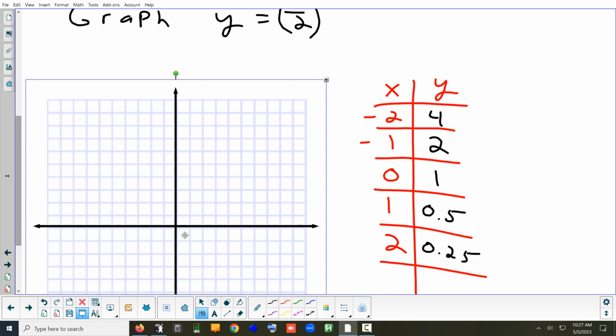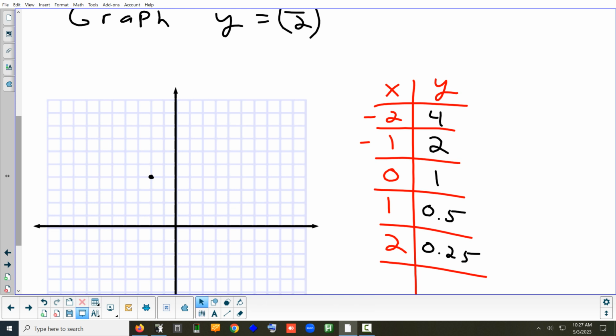Okay, starting at the origin. Left 2, up 4. So there's your first one. How about the next point? -1, 2. So left 1, up 2. Okay. The next one, 0, 1.